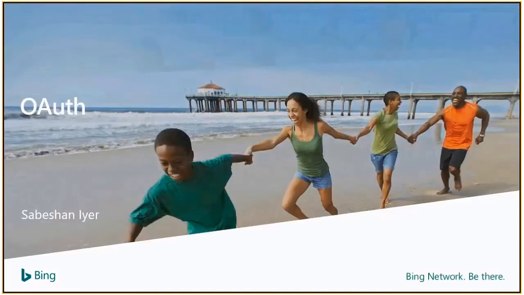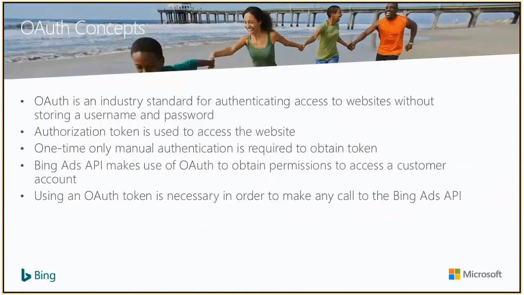Moving on to the first topic of the presentation, which is OAuth. So what is OAuth? OAuth is the industry standard for authenticating access to websites without needing to store a username and password. The way the access is provided is by means of an authorization token. In order to obtain this authorization token, a one-time manual authentication is required. So Bing Ads API makes use of OAuth in order to obtain permissions to access a customer account.